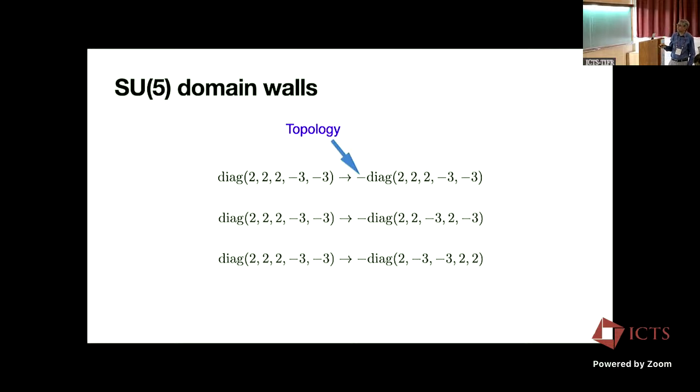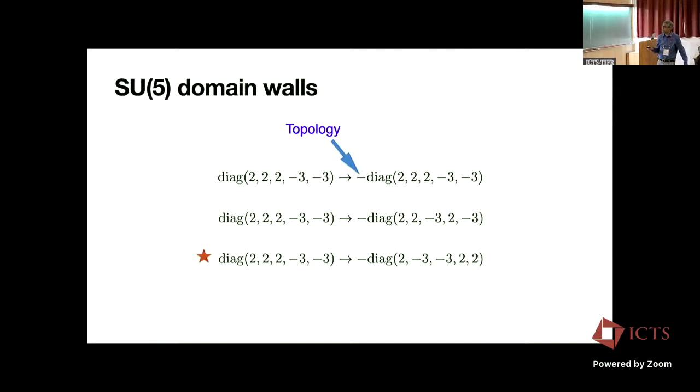There are 2, 2, 2, minus 3, minus 3. And then on this side, I switch one of the 2's and the minus 3's. And then in this last case, I am switching both minus 3's with these 2's. So the 2, 2 have come at the end. So all of these have the same topology, and all of these are domain walls. And if you remember, this one is the lightest domain wall, whereas this is the most numerous domain wall.